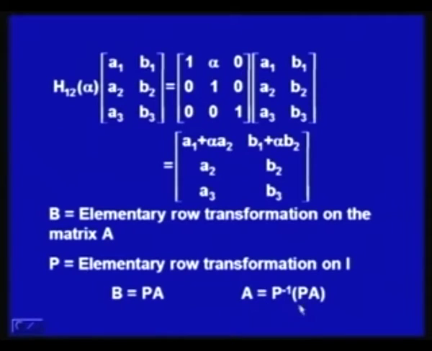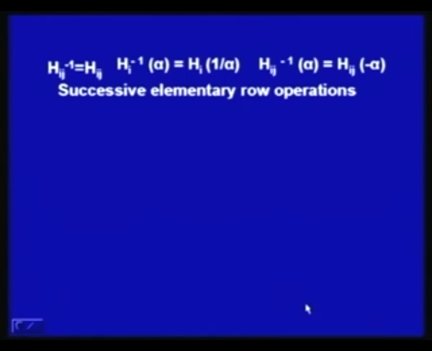Now, what is the matrix P? P is the elementary row transformations on I. I is non-singular. After performing elementary row transformation, the matrix remains non-singular, and that means P inverse exists. So, it is possible that you obtain A from the matrix B. Now, this means one has to see about the inverse transformations.